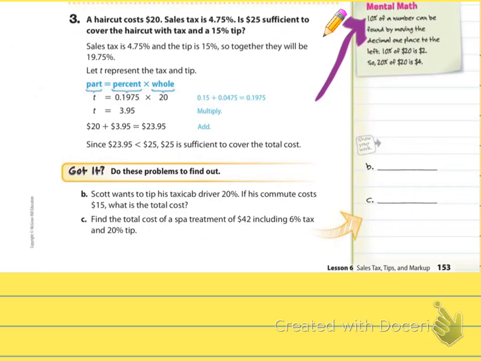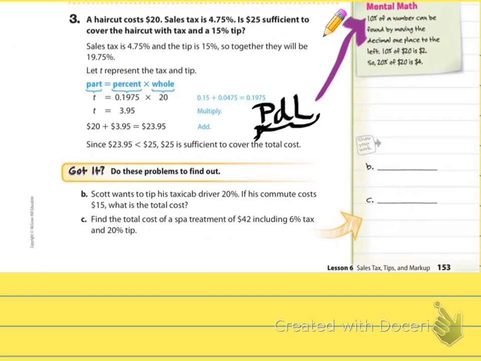Okay, so when you are doing tip and you're doing tax, it's all a percent, so you can add the total percent. You can say 15% for the tip plus, I'm trying to look at the price, 4.75% is the sales tax. So add those up, as you can see, and you get 19.75%.